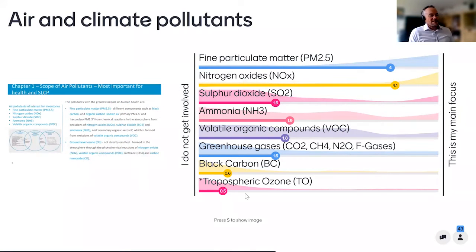Obviously we can see, and you'll be able to see these slides afterwards with this feedback, you can see there's a lot of focus on nitrogen oxides and fine particles, which are primary pollutants for human health, but we can also see that there's some interest and involvement in the other gases, including greenhouse gases.